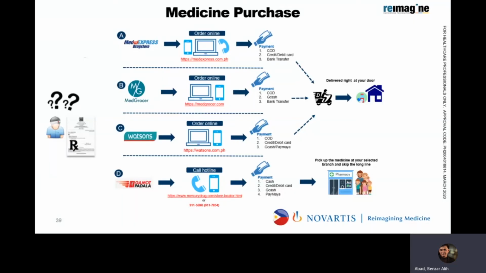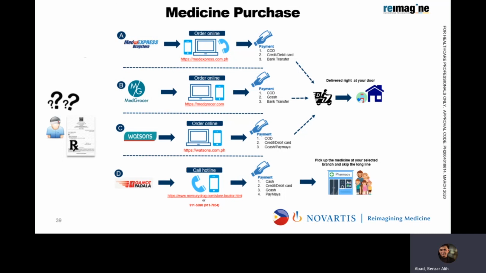The next part is the medicine purchase. So we are now done with providing the prescription, and the next step for the patient is how does the patient get the medicine, considering that it's very challenging today in the time of COVID to get the prescription, fall in line, and considering the enhanced community quarantine. So these are the four steps that we can offer to the patient.